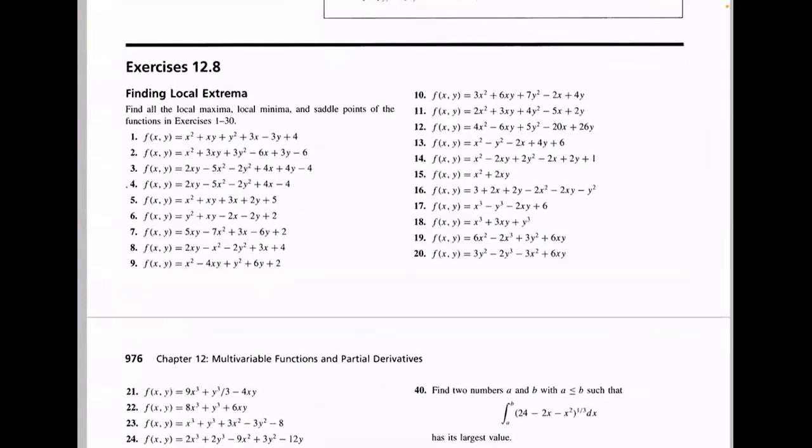Question number 15. Find all the local maxima, local minima, and saddle points of all the given functions. There are different examples given. So what we have to do is compute local maxima, local minima, and saddle points.